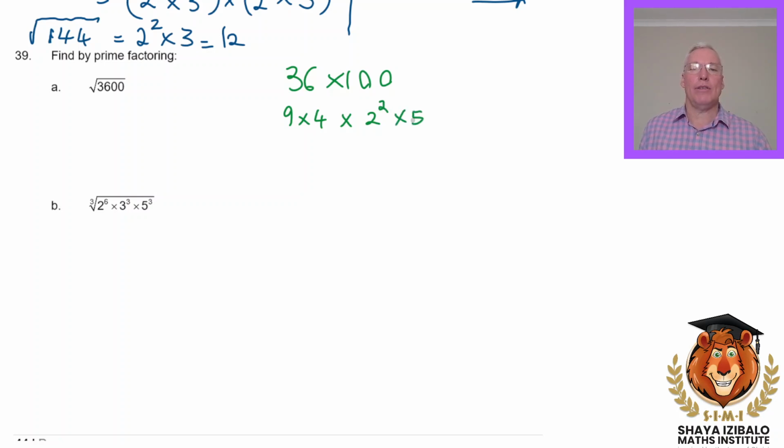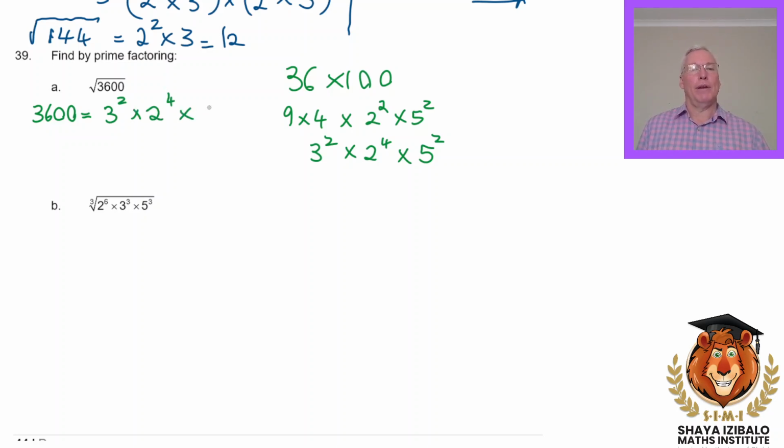So 100 is actually 2 squared times 5 squared. 9 is 3 squared. And 4 is 2 squared. So we've got two 2's here and another two 2's here. How many 2's have we got altogether? We've got 4 2's. The shorthand for writing 4 2's is that, and there is our number. Now, we need to write down what that is. That's not the square root of 3,600. That is 3,600. Okay, really important that you don't write down something that's not true. 3,600 is 3 squared times 2 to the 4 times 5 squared.